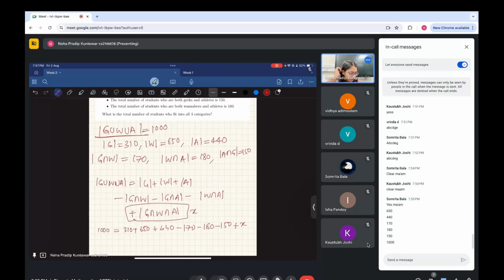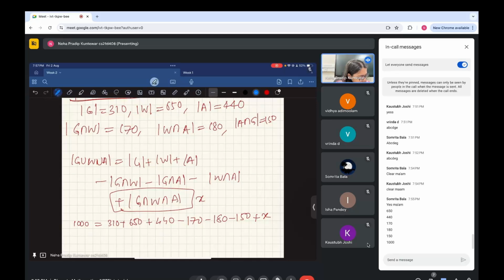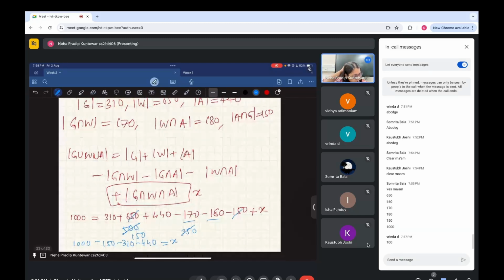You can also do this computation parallelly, and if you come up with an answer, let me know. Okay. So what you're left with is 1000 minus 150 minus 310 minus 440 is equal to X. And if you sum this up, this turns out to be 900, and that gives you that X is equal to 100.